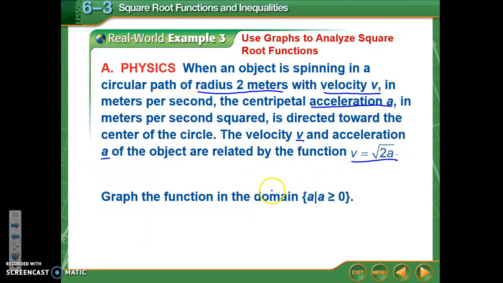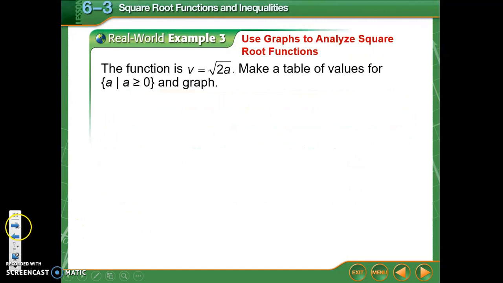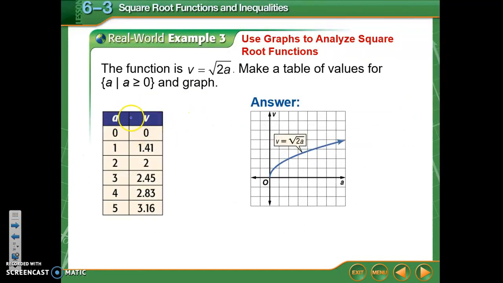So we're going to graph the function in the domain a is greater than or equal to 0. Actually, acceleration can be in the negative direction, but for right now, they're telling us to graph it where acceleration is positive or 0. Okay, so here's my function. We make a table of values starting at 0. That's where they told us to start. So this looks a lot like the parent function. That 2 just stretches it a little bit.